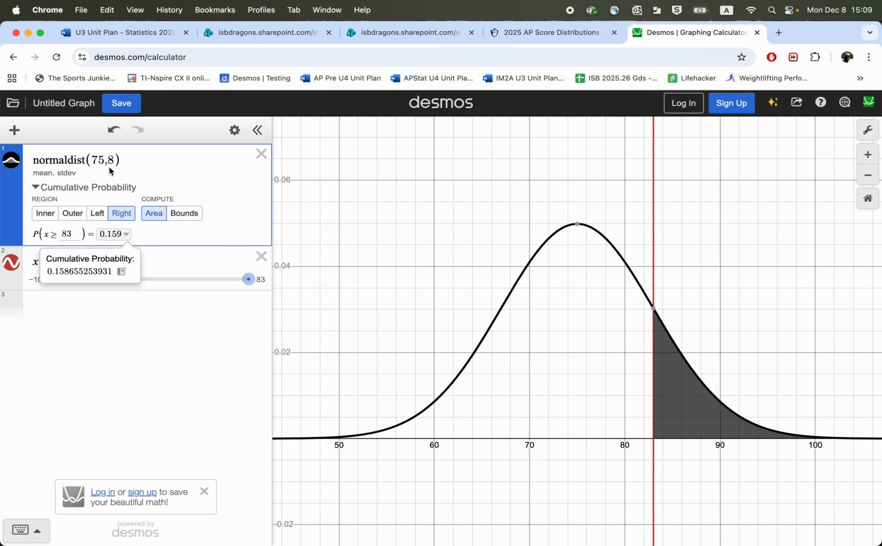I'm going to make my normal distribution. I'm going to choose a right area in this case. Okay, and if I choose a right area, I have to input this 83. That's my number right here. That will create that area.